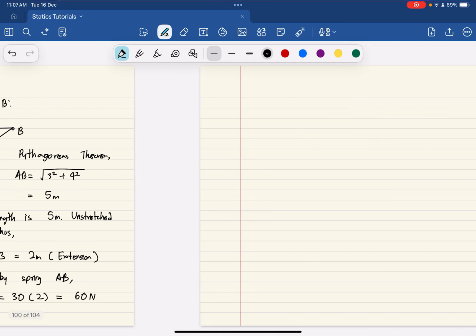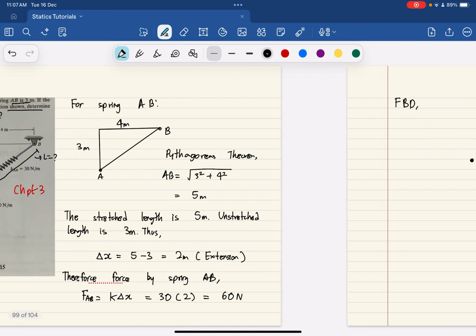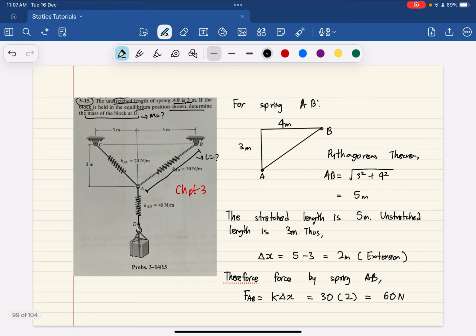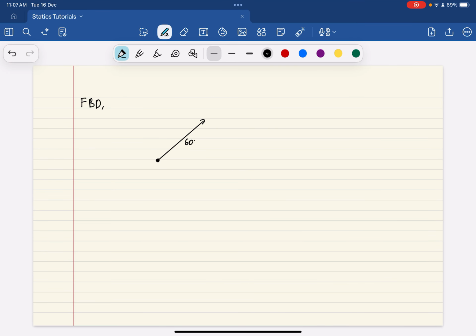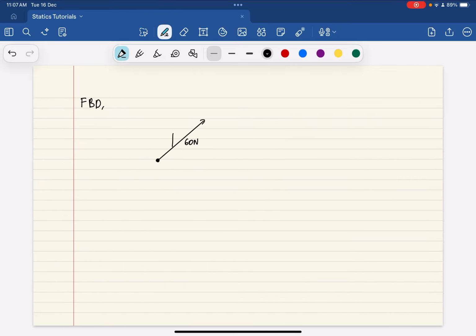Alright, and from this knowledge, we can actually draw the free body diagram. For a particle, it's simply just a point. Since the spring is extending, this force is pulling the particle towards the spring. So we know that this is 60 newtons, and we can draw this Pythagoras triangle here. This is a 3 to 4 triangle, and that means it will be 5 here, obviously.